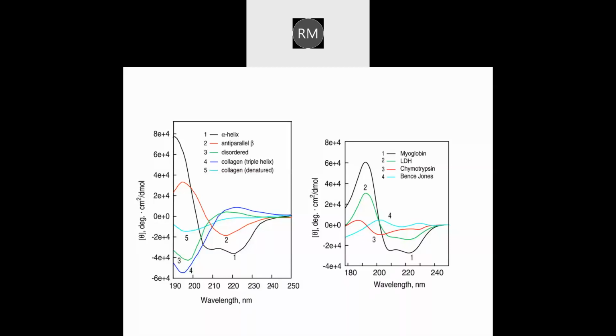For example, myoglobin protein on the right hand side, you can see the CD spectra. It is basically an all alpha helical protein. Lactose dehydrogenase is another kind, mostly alpha helical with some beta strand. Chymotrypsin is mainly a beta strand protein. And you can deconvolute this graph to get how much percentage of alpha helix, how much percentage of beta sheet, how much percentage of random coils are there, and you can get the structures at the secondary structure level.